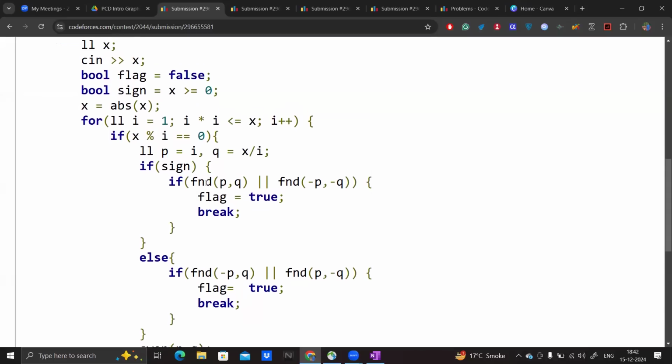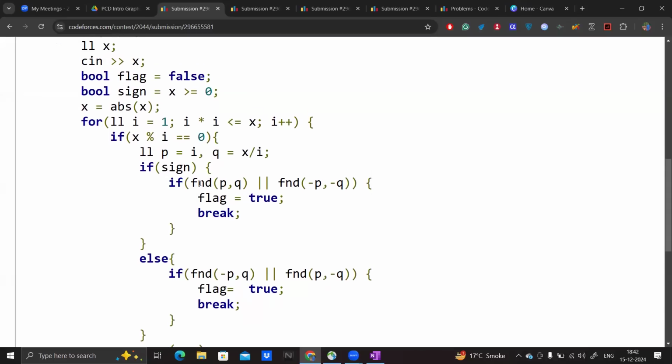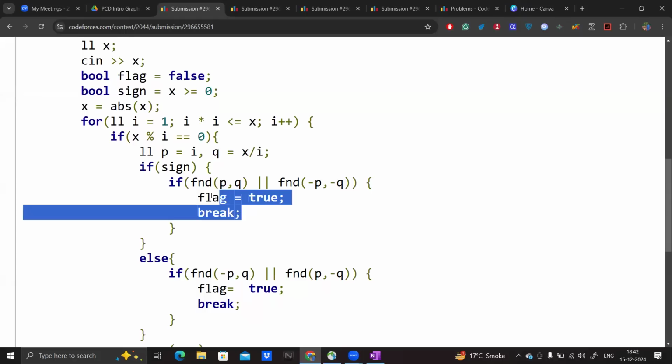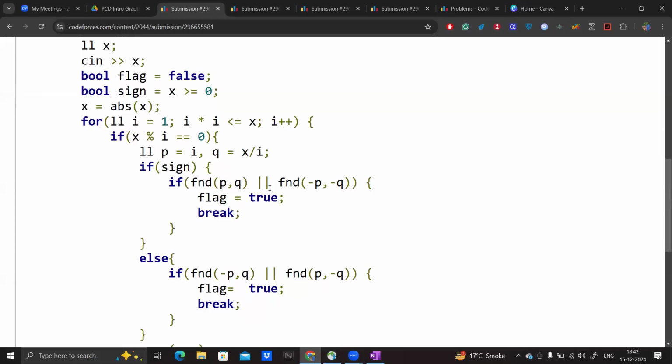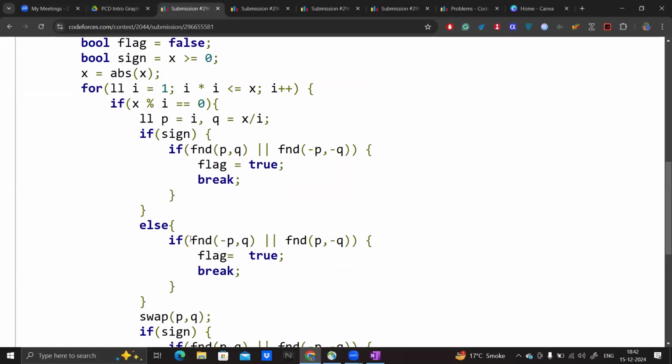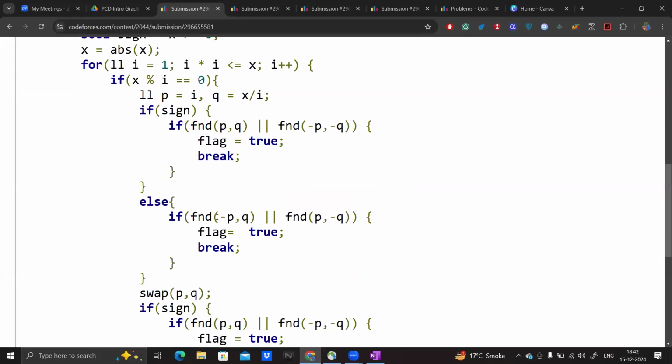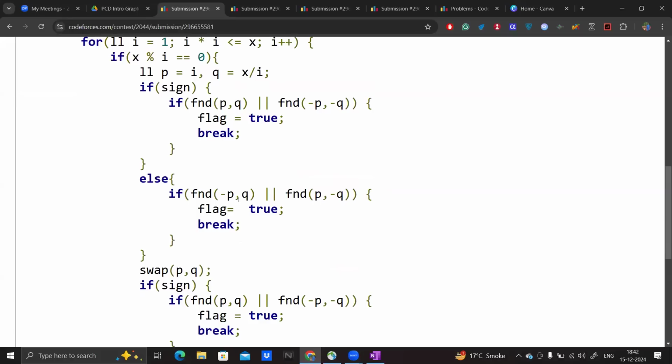Now I have two cases. If it is positive, then I can either have p comma q or minus p comma minus q. If either of these two combinations are there in the array, then I'll set the flag as true. And if it is negative, then either it is minus p comma q or p comma minus q. So if it is true, then I'll break. If it is found, then I'll set the flag and then break.